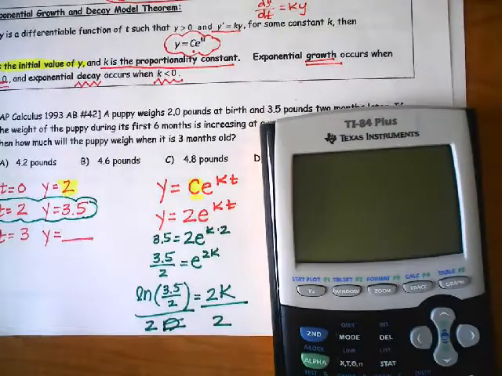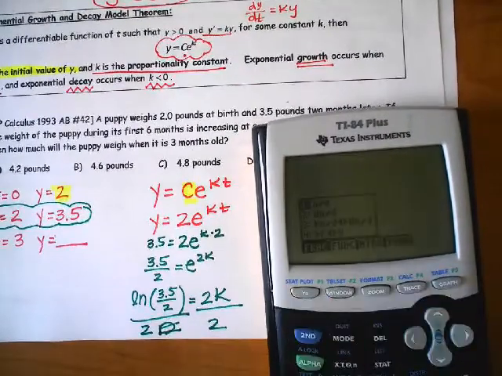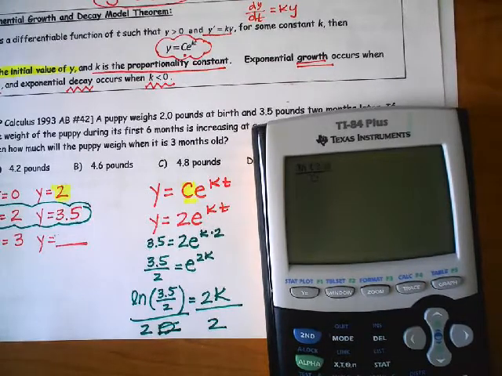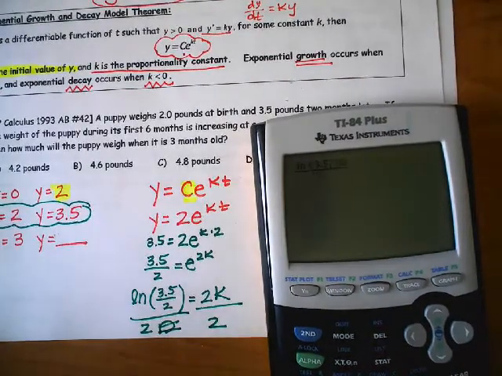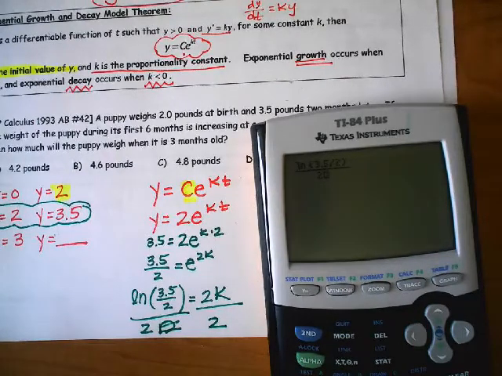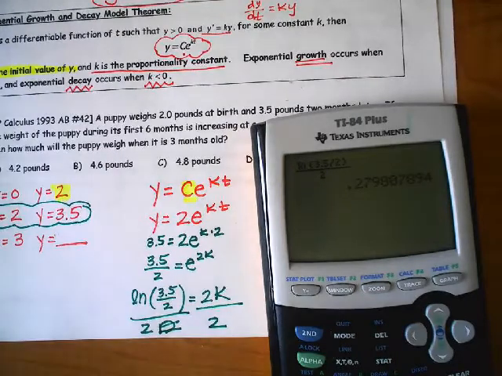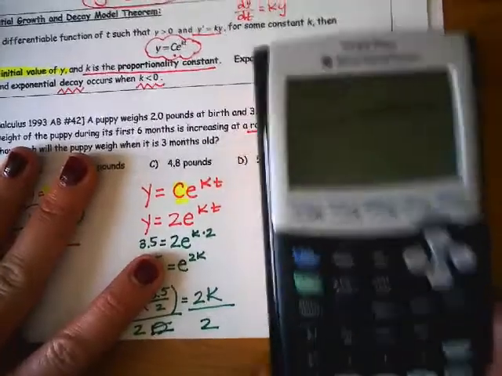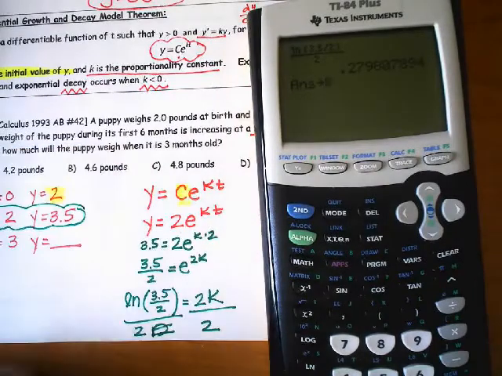So into my calculator, back on the main screen, I'm going to type in the natural log of 3.5 divided by 2, all over 2. That's my K value. Notice it's a big long decimal. I don't want to round it. I will go ahead and write it down rounded, but I want to store it. So I'm going to store it in my calculator. If you want to store it as the letter K, you can. A is usually a little bit easier to get to, but you can pick any letter that you want to.